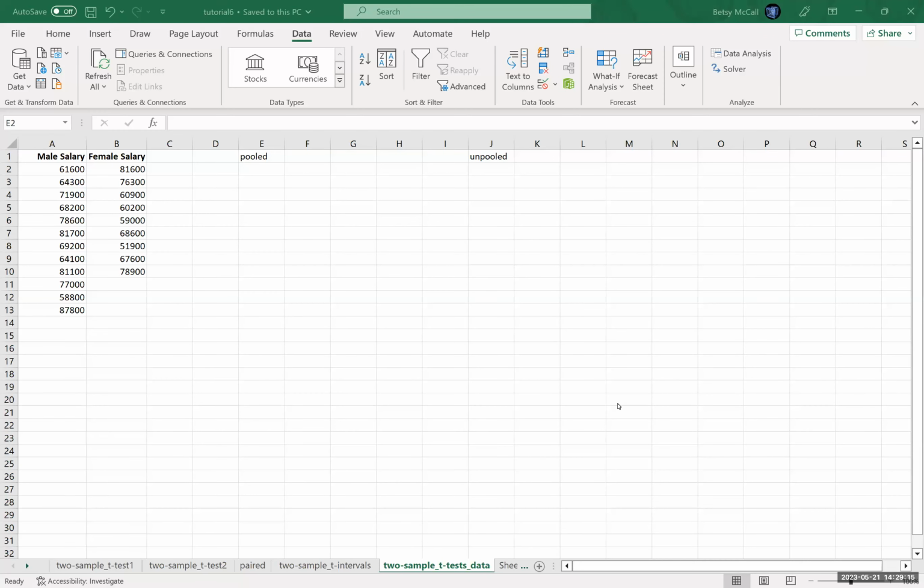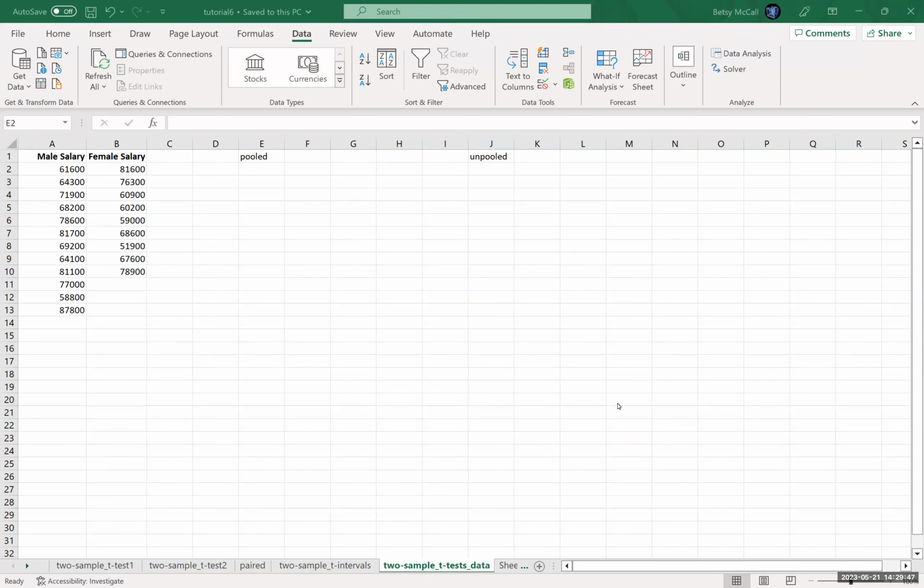Okay, so in this video, what we're going to do is look at how to calculate the pooled and unpooled two sample t-tests from raw data. Now, it's much easier to calculate in Excel when we have the raw data than it is to calculate it from the summary statistics because we don't have to deal with the formulas. Everything is built in when we use the test functions in Excel.